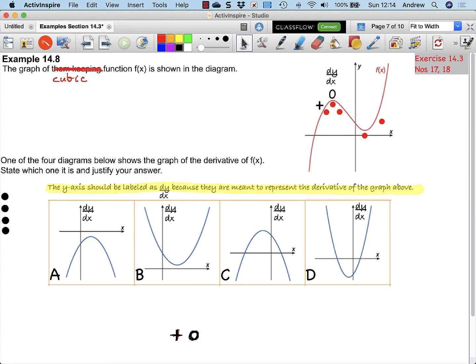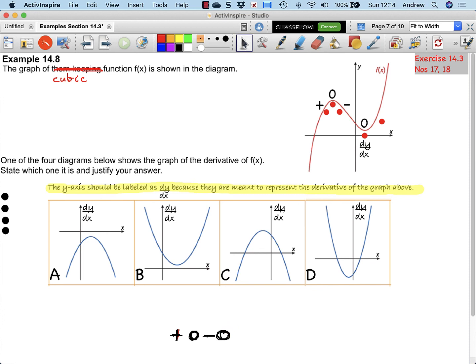As we go to the next section, from the 0 all the way down to here, what do we know about this section of the graph? It's a decreasing section, and if it's a decreasing section, we know that the slope is negative. So on the next section of the graph, the slope has to be negative. Once we get to the bottom of that section, the slope here is going to be 0.